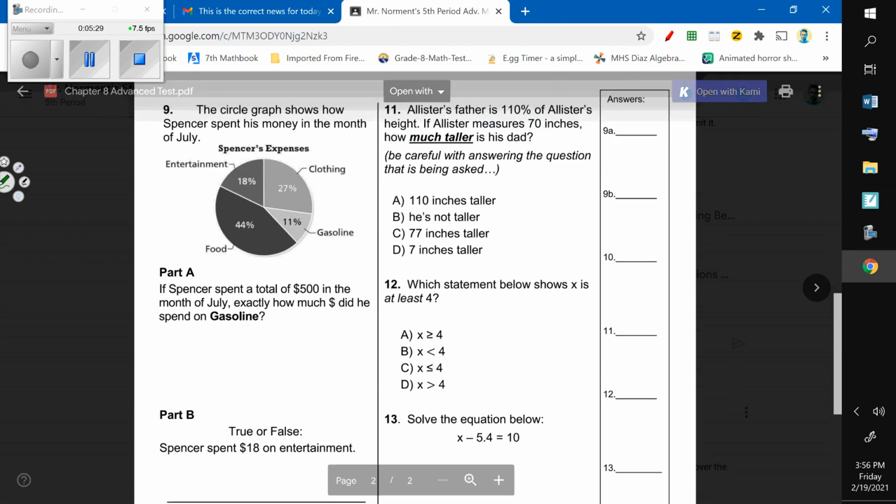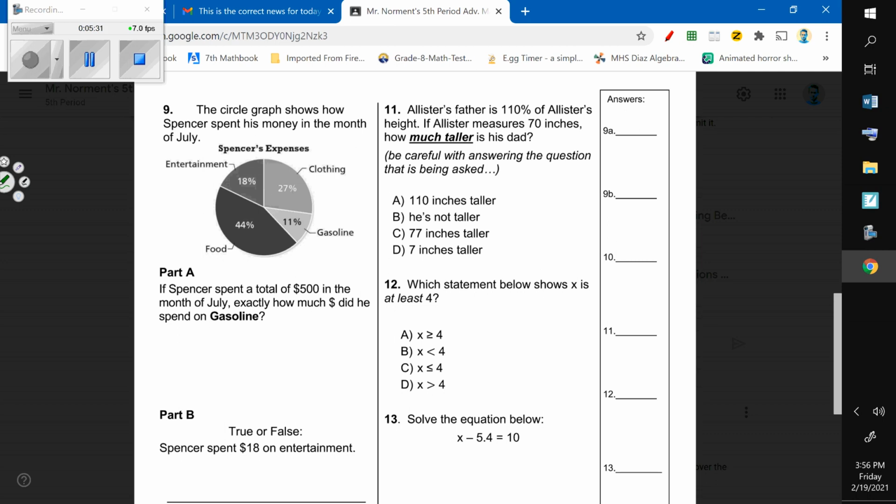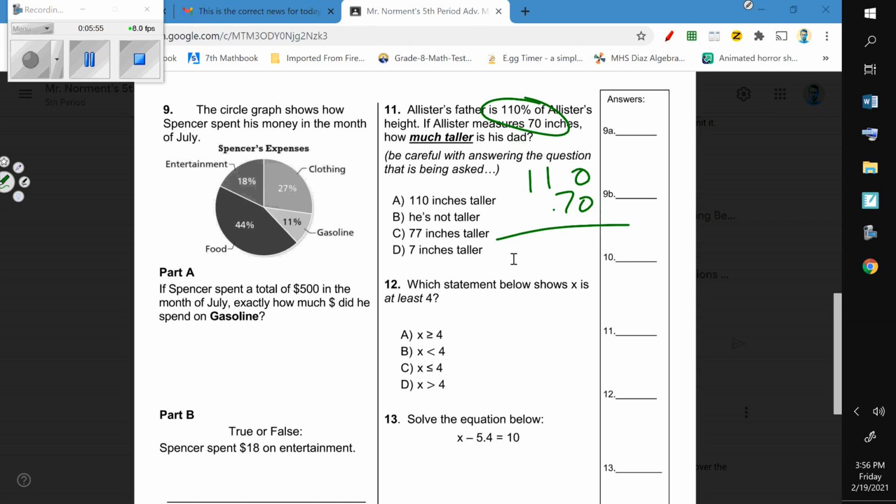Number 11 is a tricky one, I'm not going to lie. It tells you that Alistair's father is 110% of Alistair's height. Now, if Alistair's father was 100%, he'd be exactly 70 inches. So being a little bit more than 100% means he's going to be a little bit more than 70 inches tall. To find his exact height, just take 110% of 70. So you convert to a decimal and multiply, okay? And when you do that, you get 77 inches.